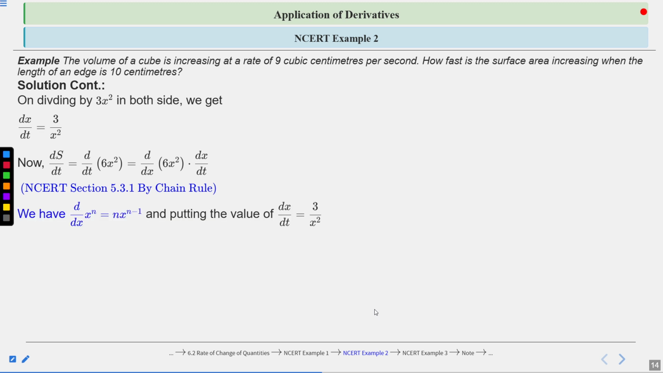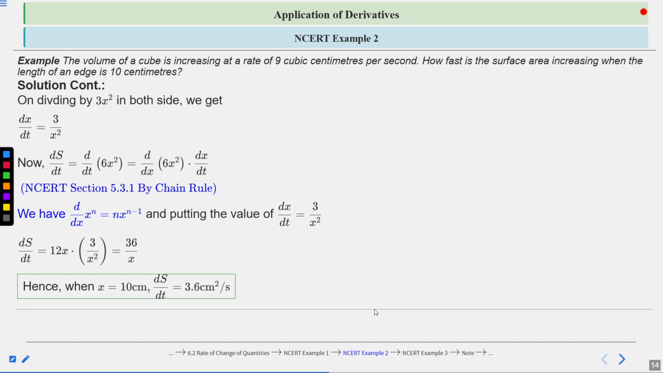Now again we have d upon dx of x to the power n is equal to n x to the power n minus 1, and by putting the value of dx upon dt equal to 3 upon x square, we can find ds upon dt is equal to 12x into 3 upon x square, which is equal to 36 upon x, right?